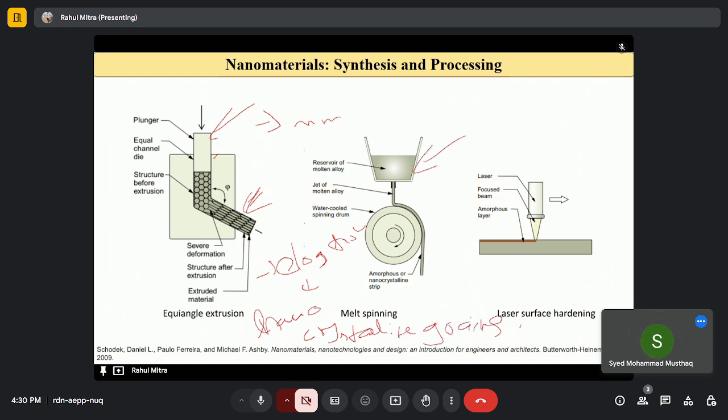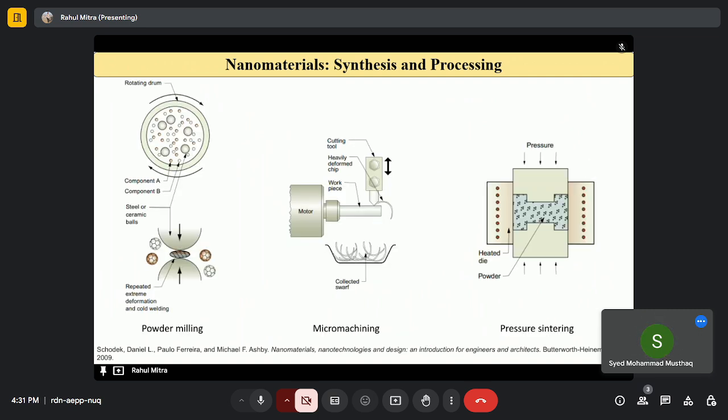And this process is like the melt spinning process. As I mentioned before, we have a liquid melt which is put onto the cool, high-speed rotating drum, which forms the nano ribbons, and we have a laser surface hardening process. The other one is the ball milling process, which is a top-down approach again.